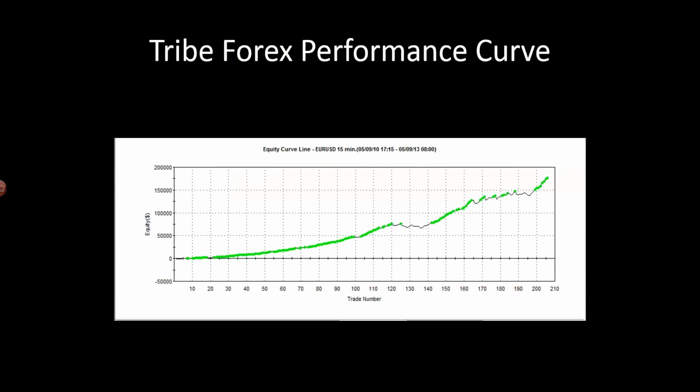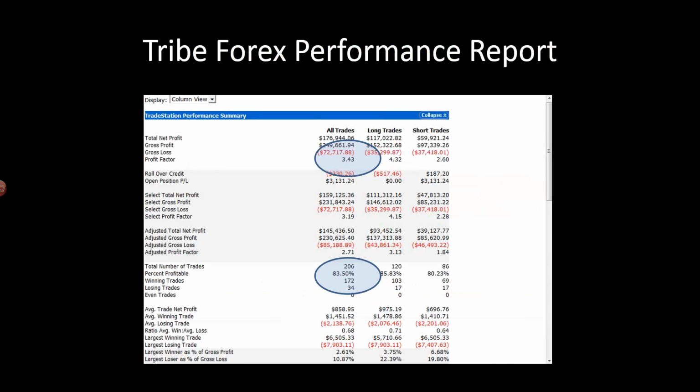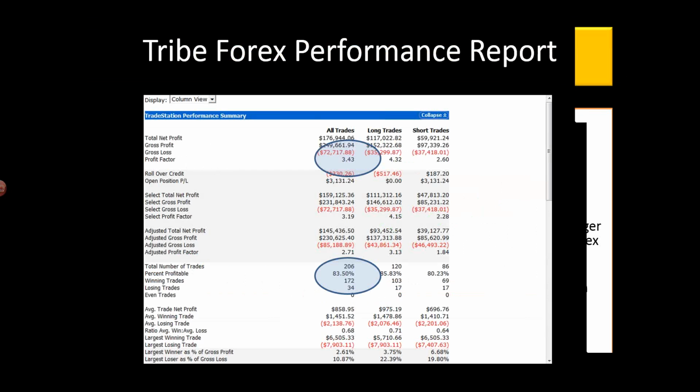So this is how it works. The Tribe Forex performance curve basically shows you what our bias is, and I'll get to that in a second, and how we have performed as far as our biases are concerned. On this one, this is the euro dollar. It gives us a profit factor of 3.43. That means for every dollar risked, 3.43 dollars were made, and also an 83.5% win ratio.